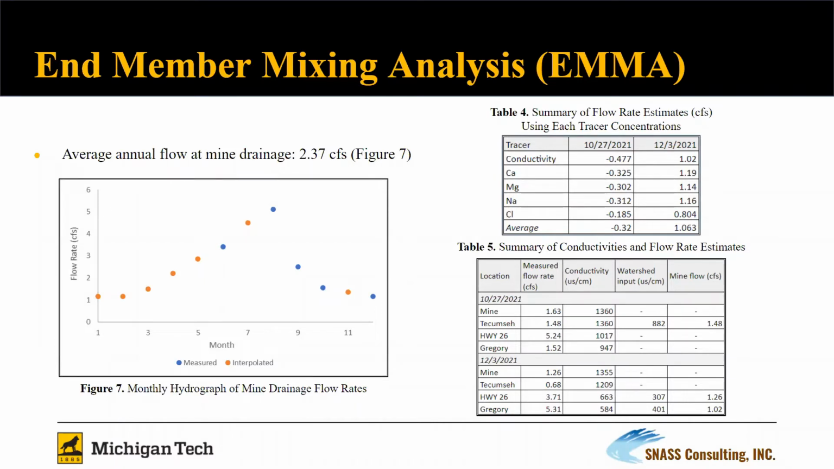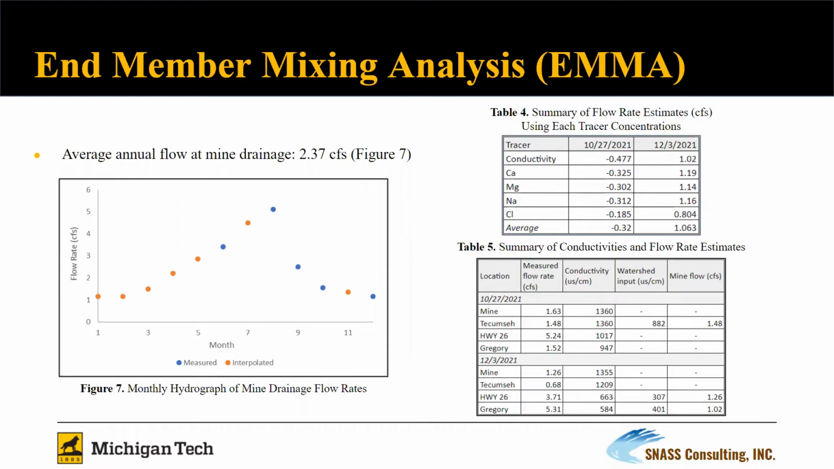And for the 2 dates that we had comprehensive data, which were October 27th and December 3rd, we have our resulting data in table 4. As you can see, the October 27th flow rate results are actually negative. This is because the flow rates that we measured on sites 3 and 4, for Highway 26 and Gregory Road, actually decreased as we went downstream, which is not naturally supposed to happen. So that created negative flow rate results at the mine drainage.